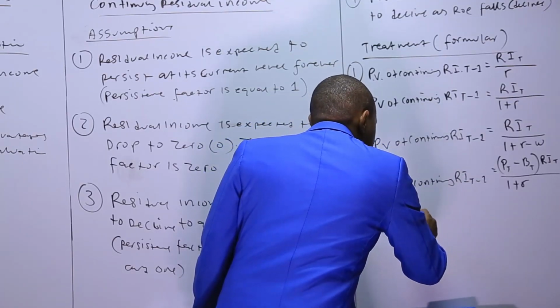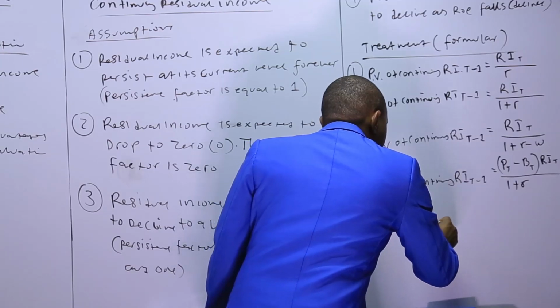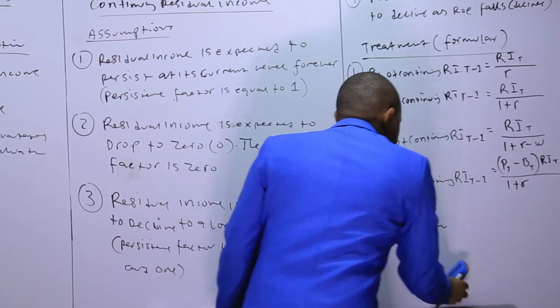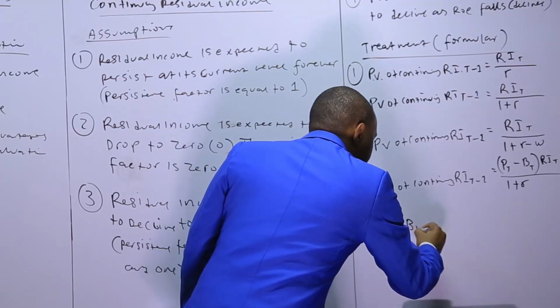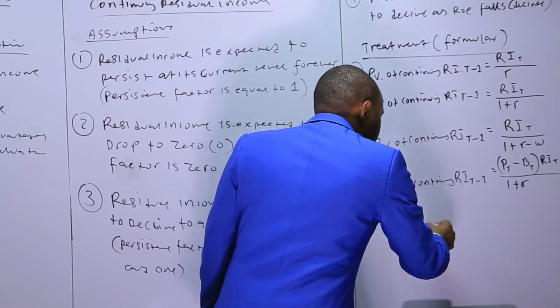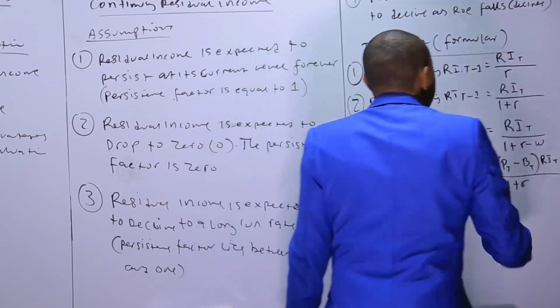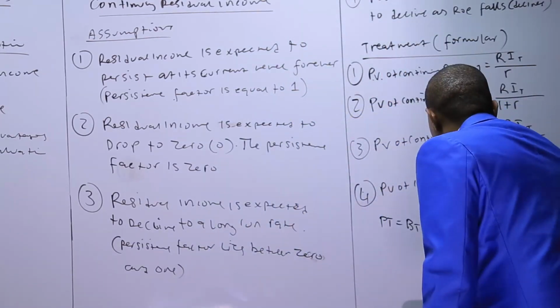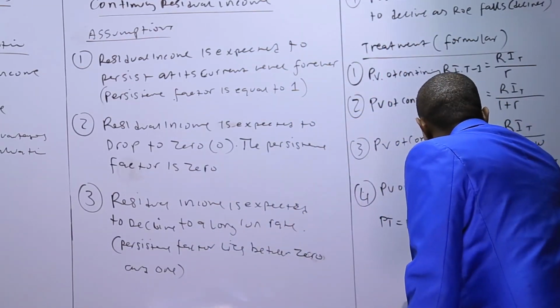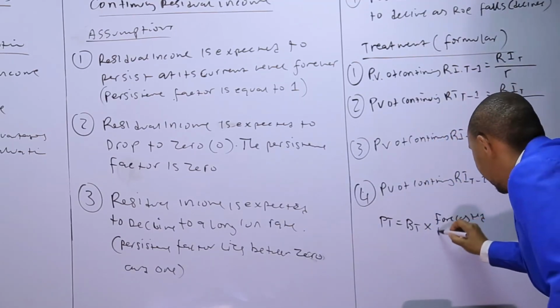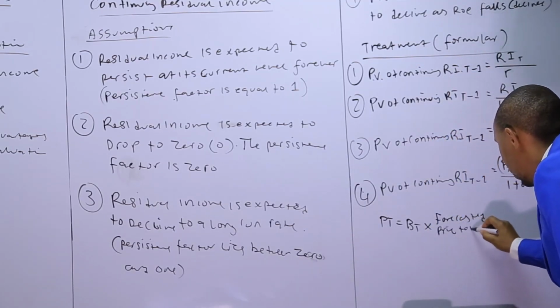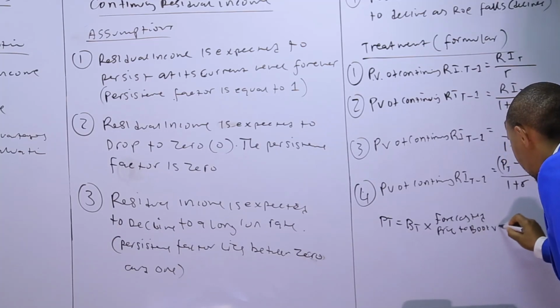So this is just the book value, or we say it is just BT. I'll explain all those components, multiplied by the forecasted price to book value.